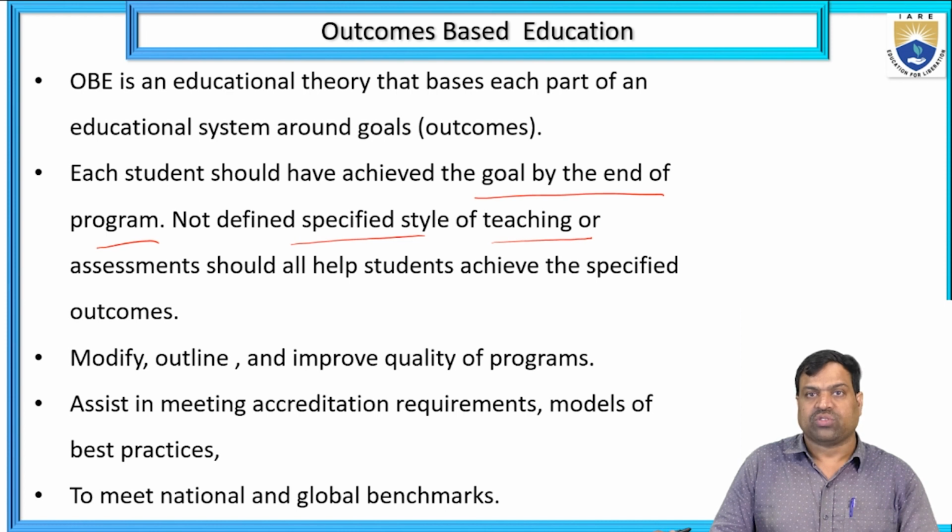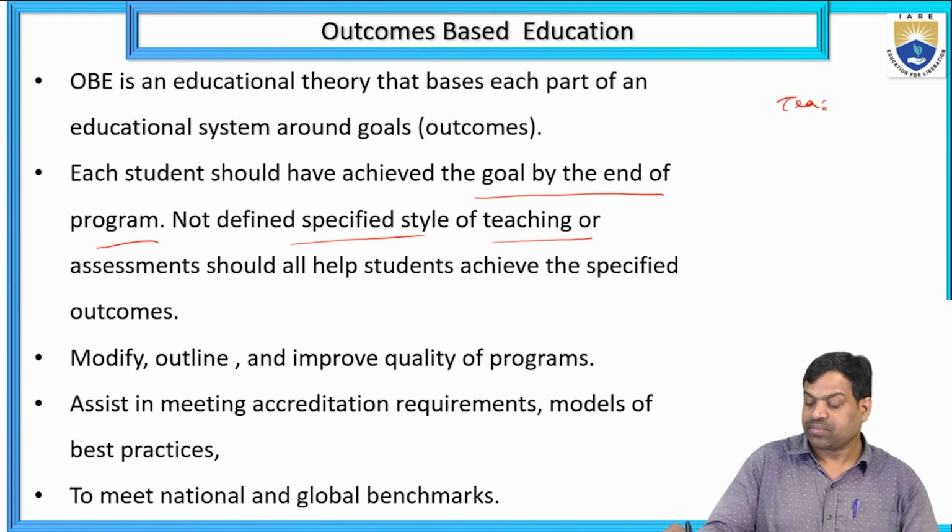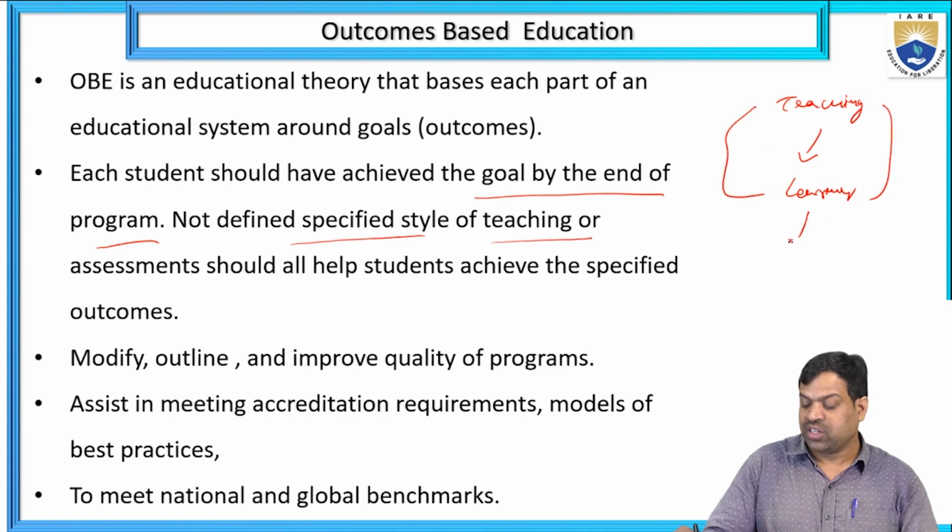So for any course, how you are teaching, what is the style of teaching, how you are motivating the students, how you are helping the students to achieve the specified outcomes, that is important. Teaching and learning are both related to the student and teacher. The main aim is the outcome. What is the result? Outcome is important for that.